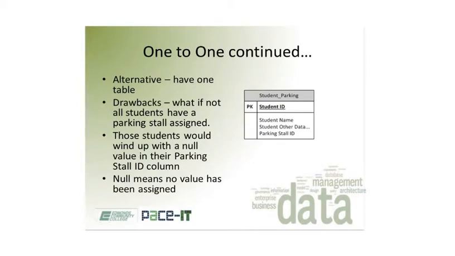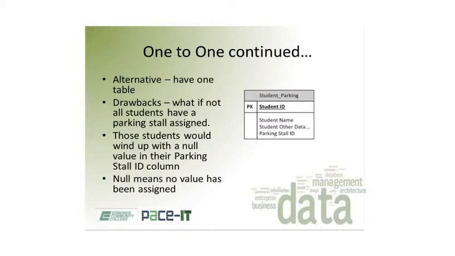There is another way you could do this, and that is to have one table, and you could call it student parking or you could just call it student. Here we have the student's ID, the name and other data, and then we have the parking stall ID with all the other data. The only drawback to this, if not all students have a parking stall assigned, is that the parking stall ID would have to be an optional field.